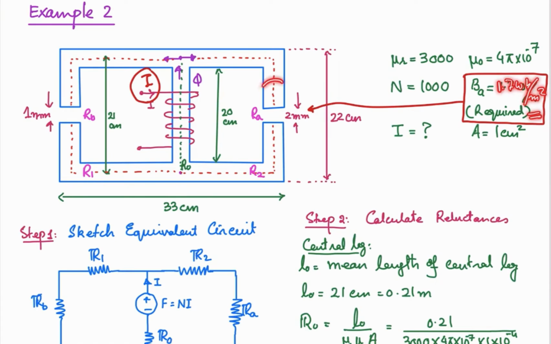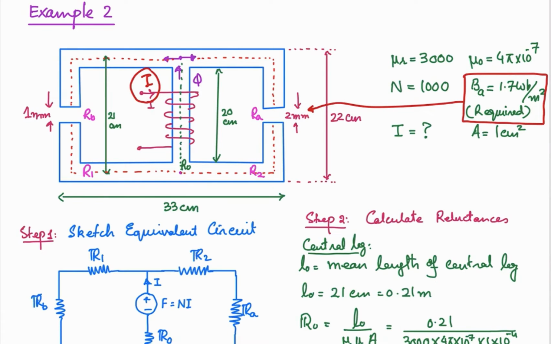And the cross sectional area is given to us, that is 1 centimeter square. So neglecting the fringing effect, the cross sectional area of this air gap will also be the same. So we need to establish this flux density, and for that we need to work out what should be the current over here. That's what we need to do in this example.